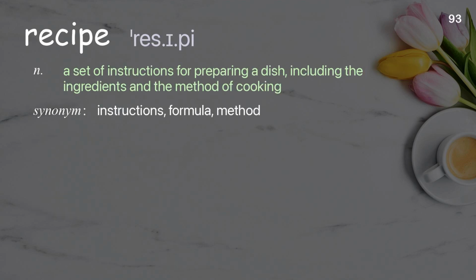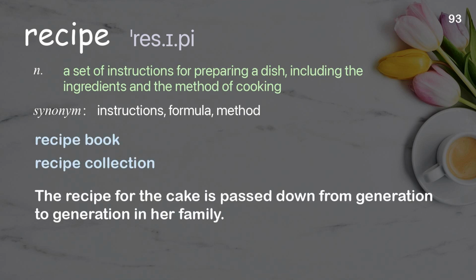Recipe: a set of instructions for preparing a dish, including the ingredients and the method of cooking. Examples: recipe book, recipe collection. The recipe for the cake is passed down from generation to generation in her family.